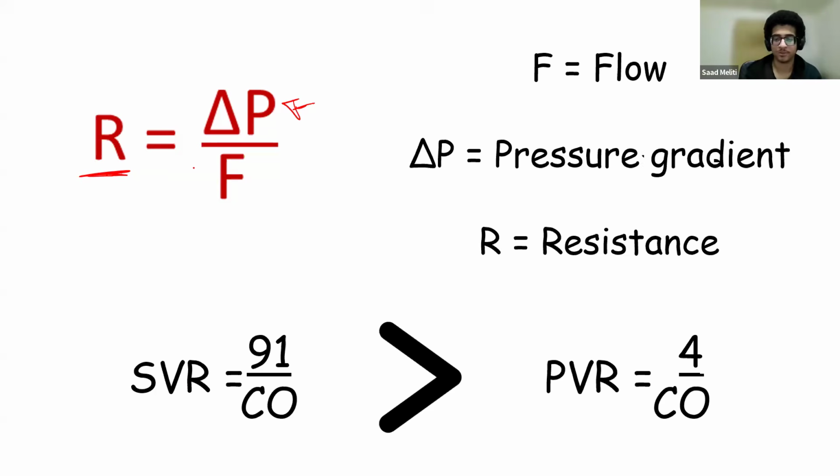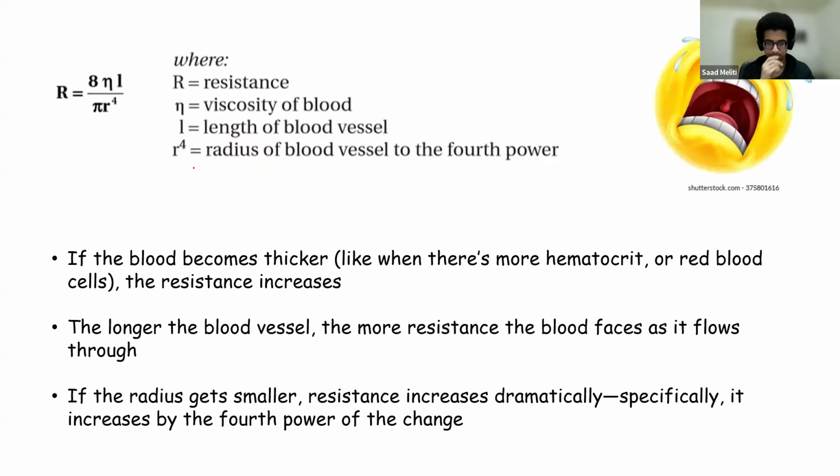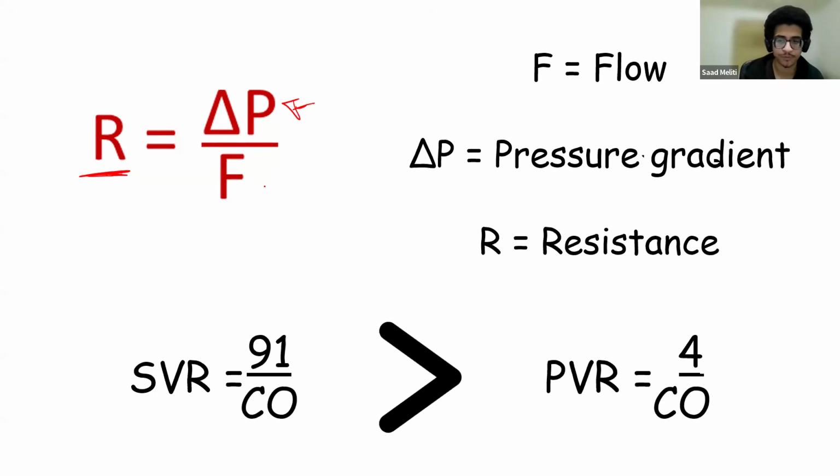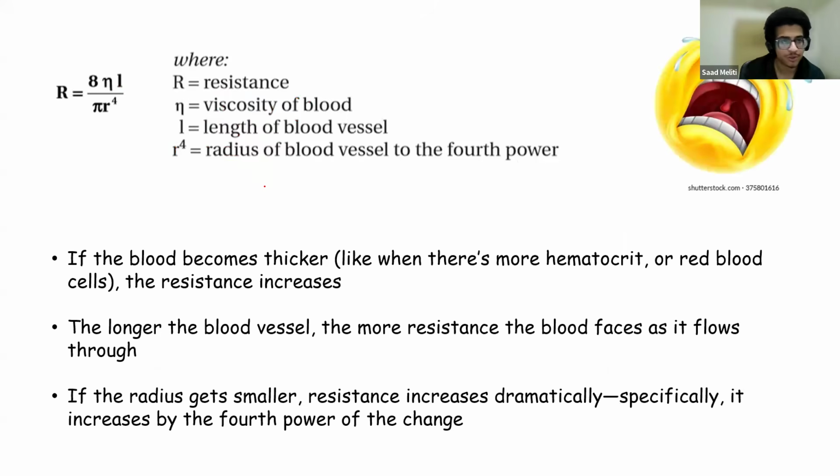But wait, let me see what's the next slide. Okay, yeah. So we know that resistance is equal to the pressure gradient divided by the flow. There's another equation which also gives us resistance. Resistance is equal to 8 times this weird looking n, which is viscosity, times L, where L stands for length of the blood vessel, divided by pi times r to the power of 4.